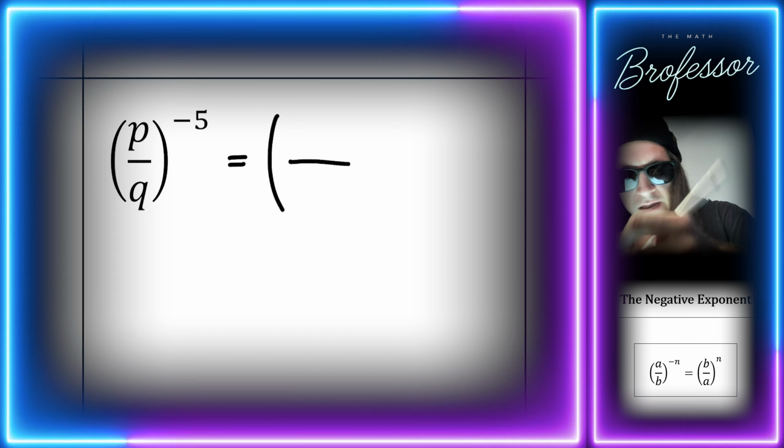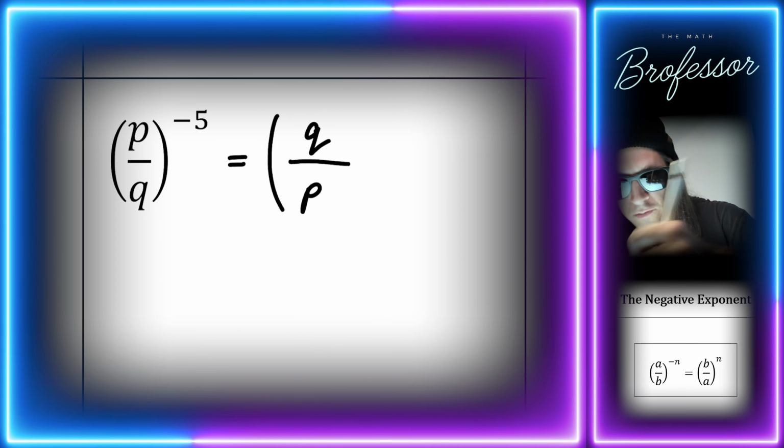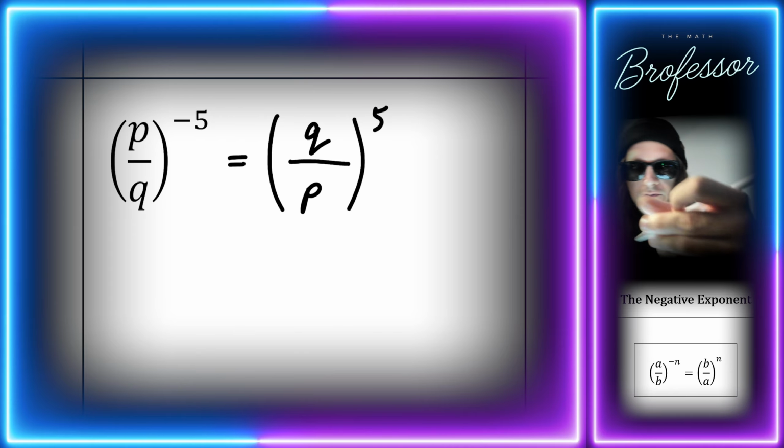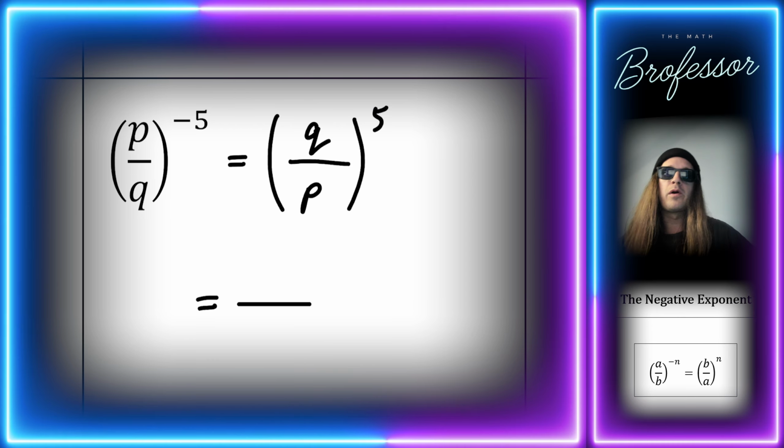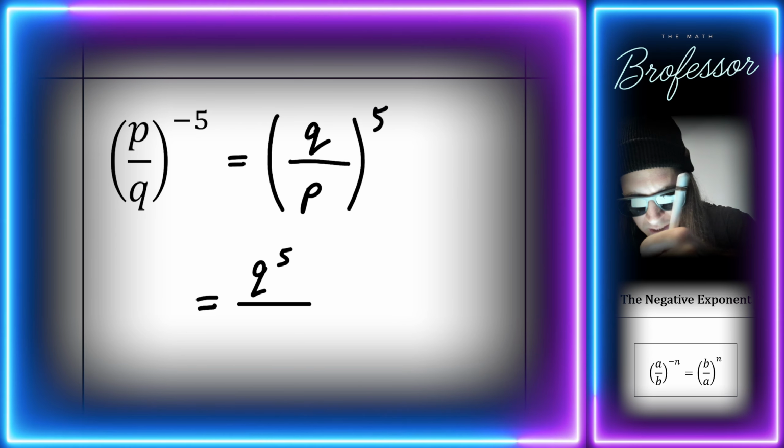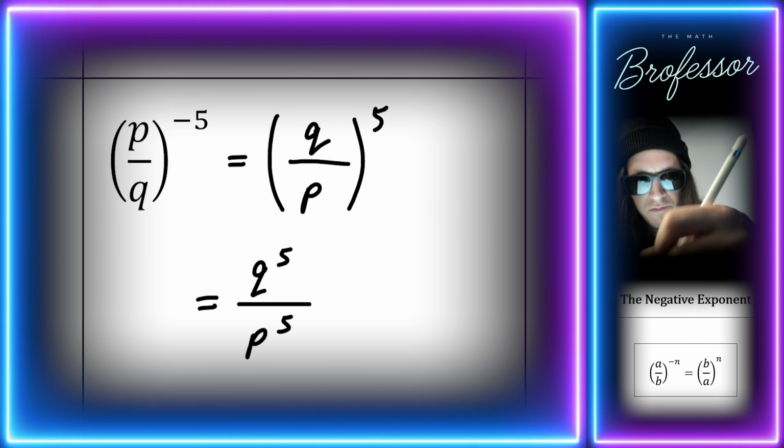Same thing with variables. The good news about variables is this is going to be one less step than the last problem. But go ahead, reciprocate first. P over Q becomes Q over P, and now you have a positive fifth power. Distribute that 5. You can distribute an exponent over a fraction, a quotient is the proper word there. That would be Q to the 5th over P to the 5th.